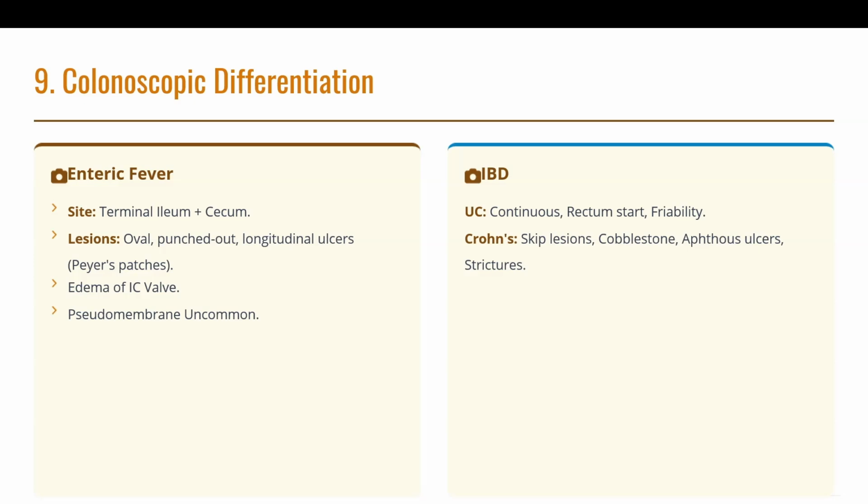In enteric fever, the site of involvement is the terminal ileum and cecum, and in Crohn's also it is the terminal ileum and cecum. But the difference is that in Crohn's there can be strictures, cobblestoning, and fistulas, whereas in enteric fever the lesions can be longitudinal ulcers because of the involvement of the Peyer's patches. There will be edema of the ileocecal valve in enteric fever, and rarely there can be pseudomembrane formation. In ulcerative colitis, it is the involvement of the rectum and anal canal with continuous involvement of the mucosa.